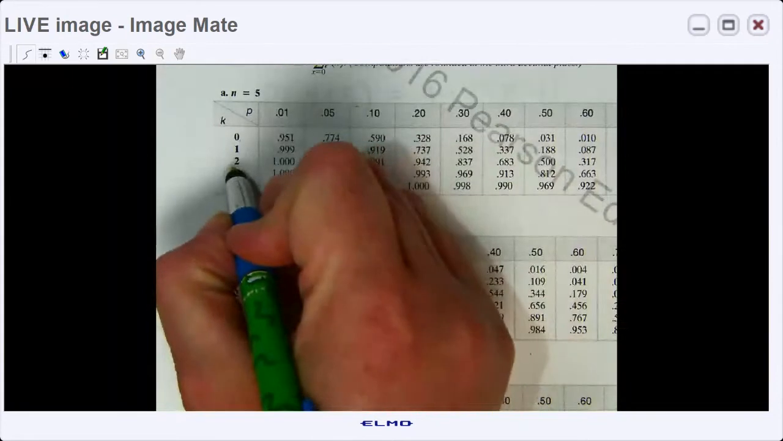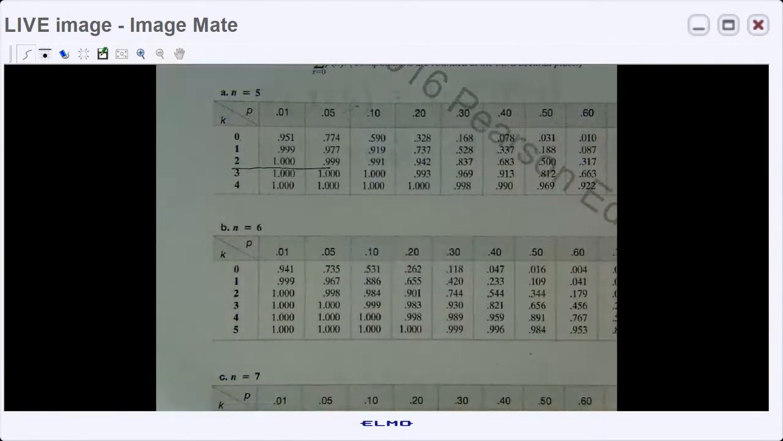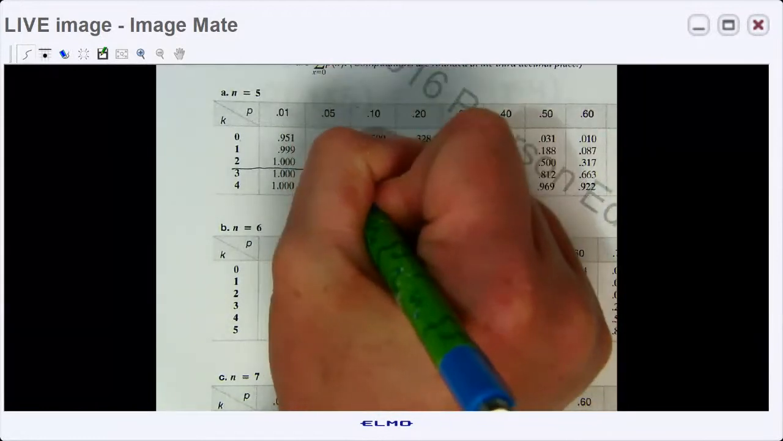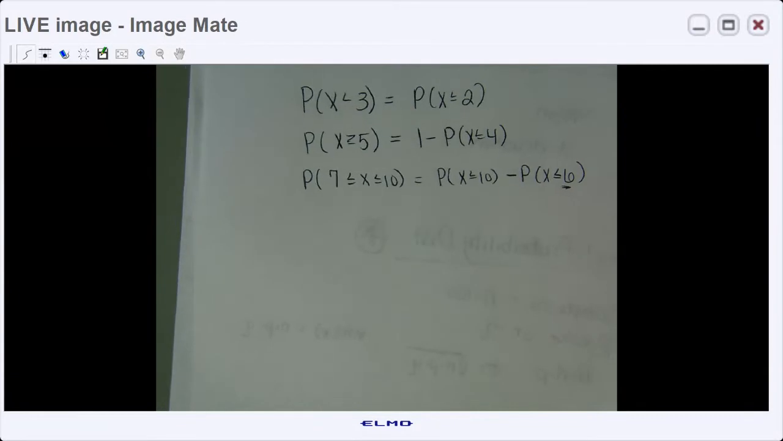You can't just go in here and read 2 as 0.99, because what that is, when you read 2, that includes 0 and 1 and 2. It is a cumulative value that includes up through 2. So if you want just 2, you basically have to take what the chart reads for 2, and subtract off 1 and 0, because that then will leave you 2 standing alone. So that's kind of why we have to change those forms to be able to work with the problems.